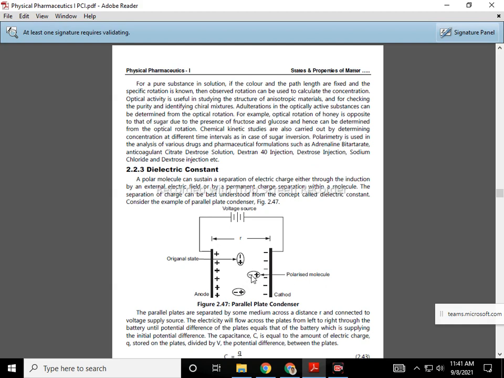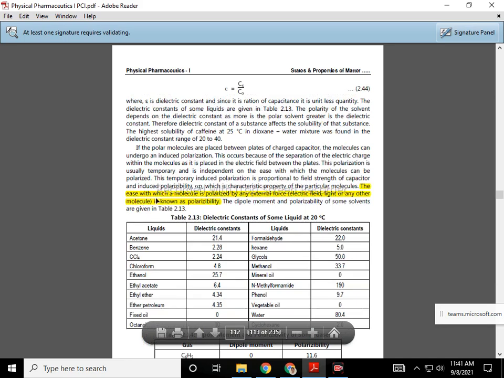To get this polarized state, more current is needed. So can we say that polarizability will occur in a non-polar molecule with very ease? Can we say it is happening with ease? We can say it is not happening with ease, just like the water.